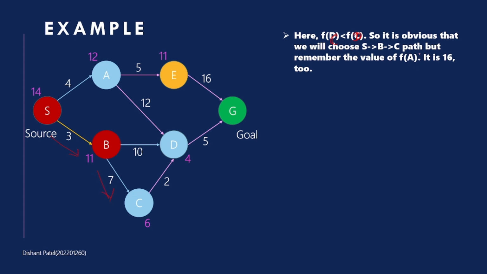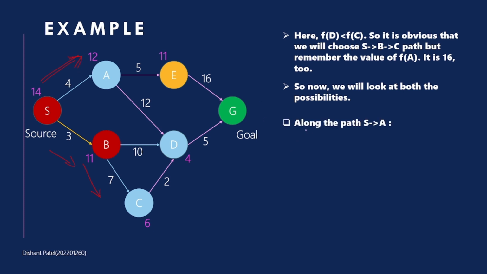Okay, but remember the value of f of a. It was also 16. So we now have two possibilities. Either we go S to B and then B to C, or we can go to S to A directly. So the first possibility, along the path S to A: we have two further paths, S to A to E, and S to A to D.